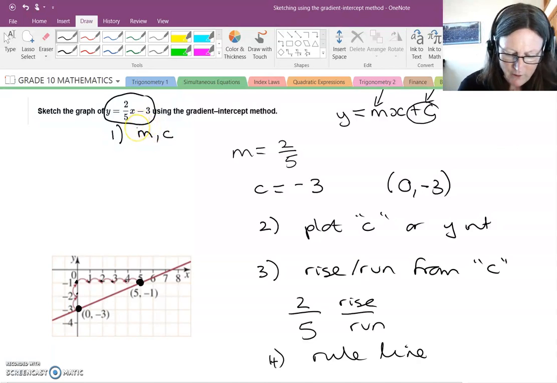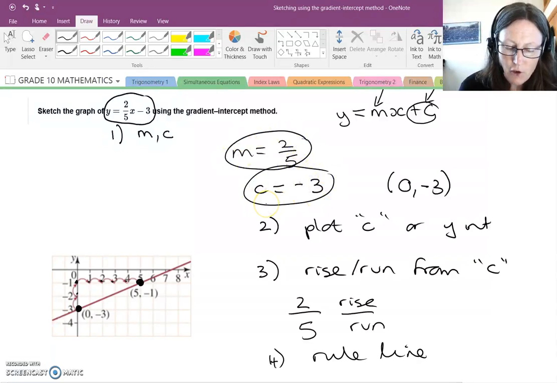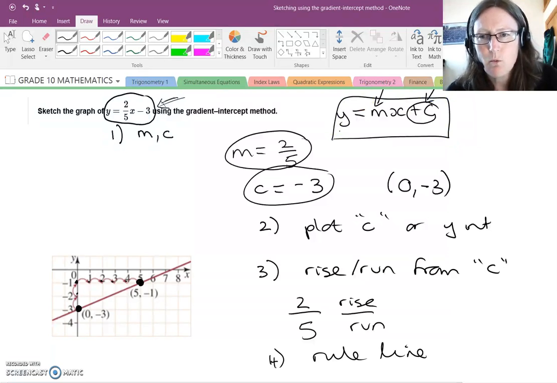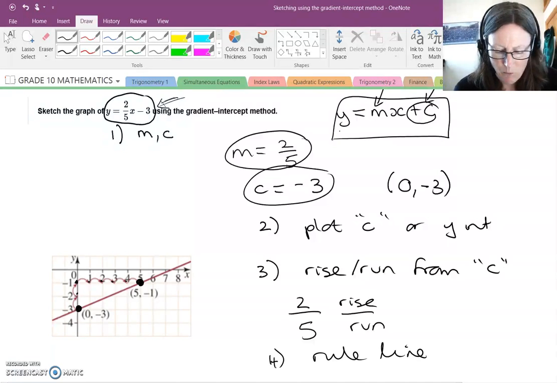So just going over again the gradient intercept method. From your equation, work out the gradient and the y-intercept. You may actually have to rearrange the equation. It might not be as simple as it's automatically in the form y equals mx plus c. So get your equation into the form y equals mx plus c, then work out the gradient and the y-intercept.